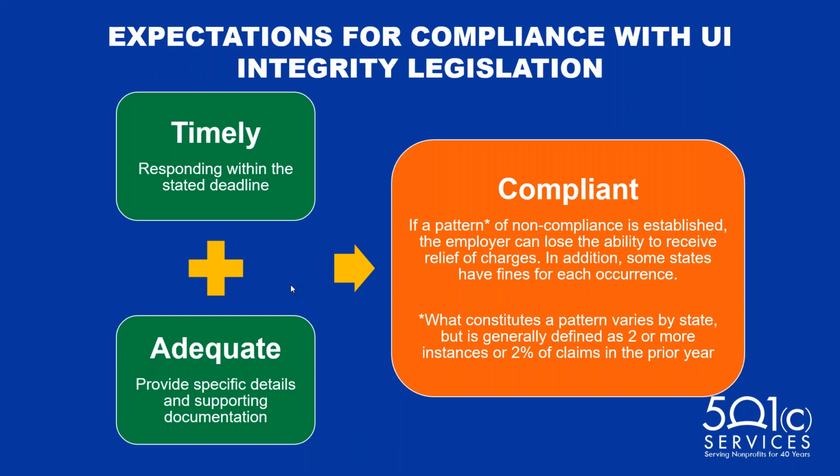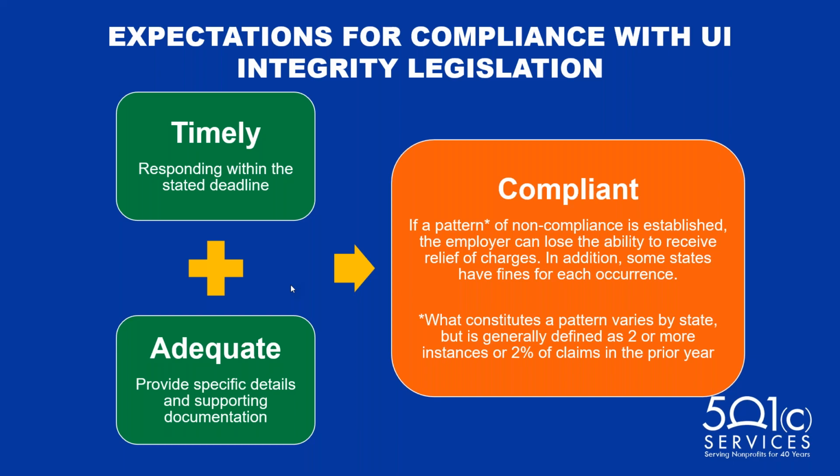Timeliness is pretty black and white. Deadlines can and do vary by state and by form type. But on average, the states give roughly 7 to 10 days from the date they mail it out to respond with the adequate info. And failure to do so could result in penalties, financial penalties, and would count as like a tick on the pattern clause, essentially. So every time you fail to respond timely, it counts against you as having a pattern of doing so.